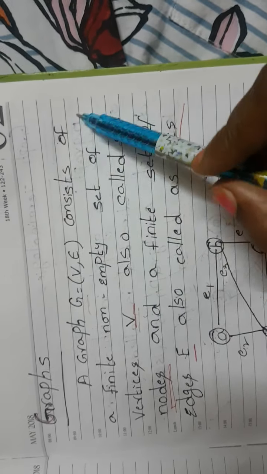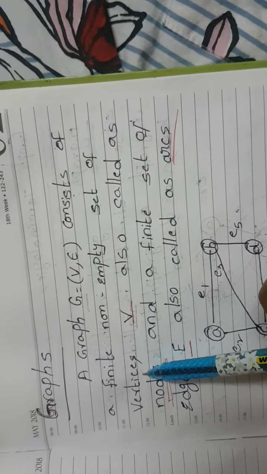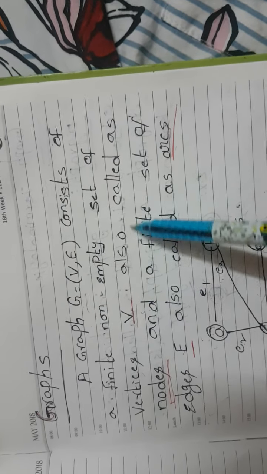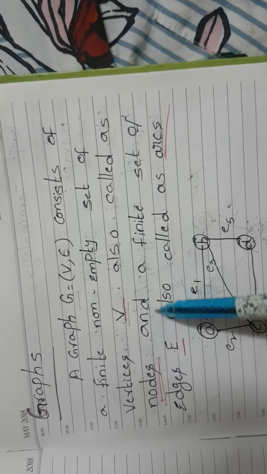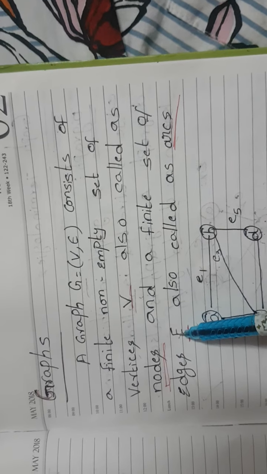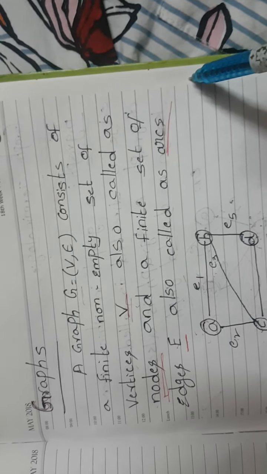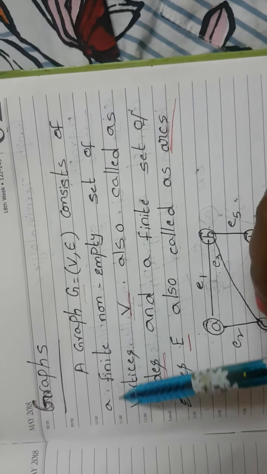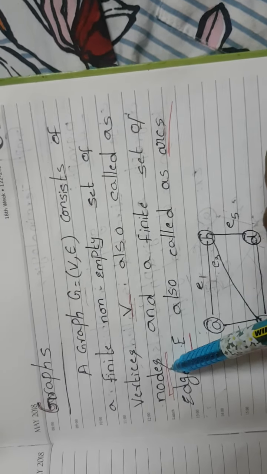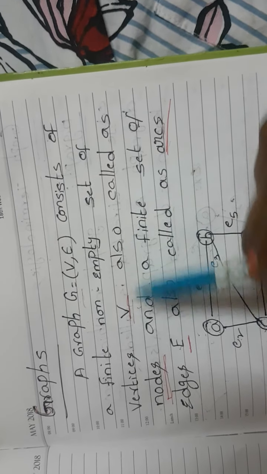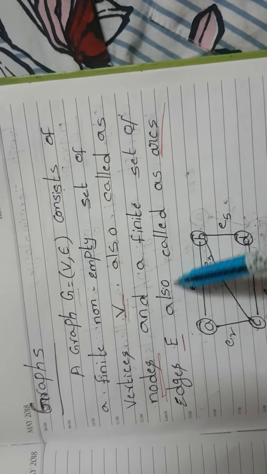A graph consists of a finite non-empty set of vertices, denoted by V and also called nodes, and a finite set of edges, denoted by E, also called arcs. Edges are denoted by E and also called arcs.